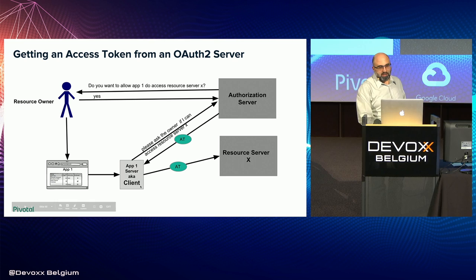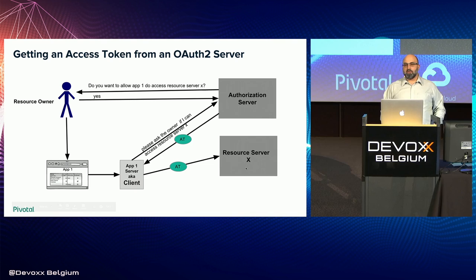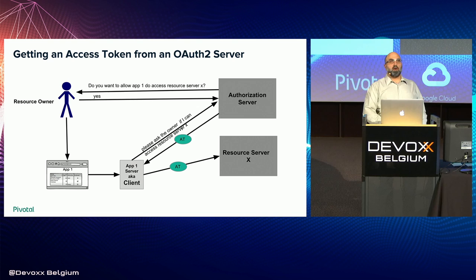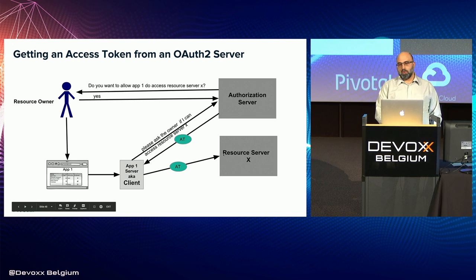All right? And what that's going to do is it's going to say, great, I want to access something, and I need to go and ask the authorization server and say, hey, authorization server, please ask the owner of the data located at resource server X, do you want to allow me to have access to it? The authorization server goes to the human being and says, do you want to allow application one to access resource server X? If the human says yes, then the authorization server will be able to provide a token to the client, and then the client will be able to use that access token to call the server. And that's basically what it defines.